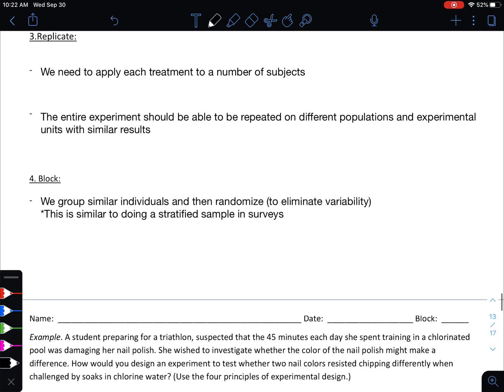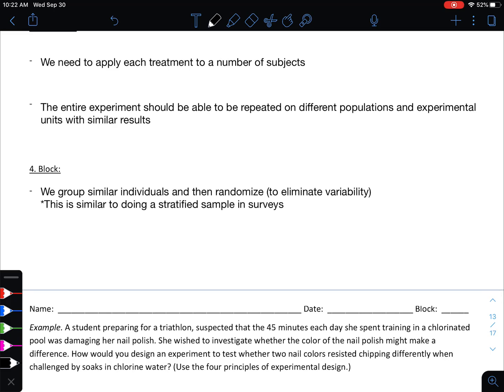The last is blocking. So blocking is where we group similar individuals and then randomize in order to eliminate some variability. This is kind of similar to doing a stratified sample when you're doing a survey. So maybe you already know that one kind of piece of ground does not grow well. Then what you might want to do is separate the ground that grows well from the ground that doesn't, and then randomly assign a few different treatments to the one that grows well and a few to the one that doesn't grow well. That way you can compare between the groups.